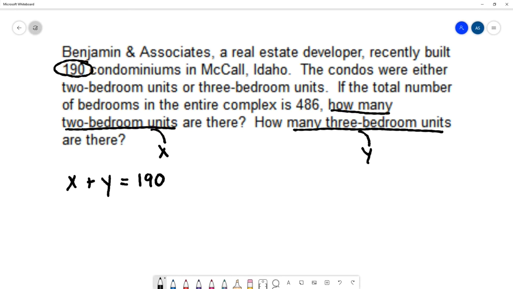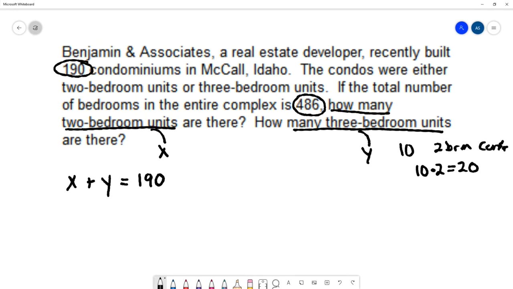Now the second equation is going to come from this information here, the number of bedrooms. So let's think about this for a second. If you knew that they built 10 2-bedroom condos, and you needed to know how many bedrooms there were, you could multiply 10 condos times 2 bedrooms each, which would be 20 bedrooms among those 10 condominiums.